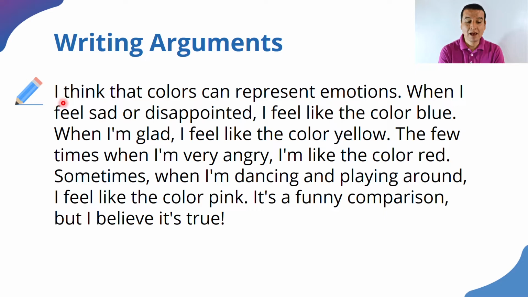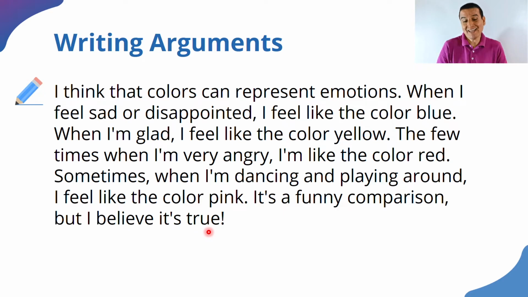It says, I think that colors can represent emotions. I like that topic sentence. That is what we're going to prove. All right. When I feel sad or disappointed, I feel like the color blue. When I am glad, I feel like the color yellow. Oh yeah, it's bright. The few times when I am angry, I feel like the color red. Sometimes when I am dancing and playing around, I feel like the color pink. I like this. I would agree with some of these things. It's a funny comparison, but I believe it's true.